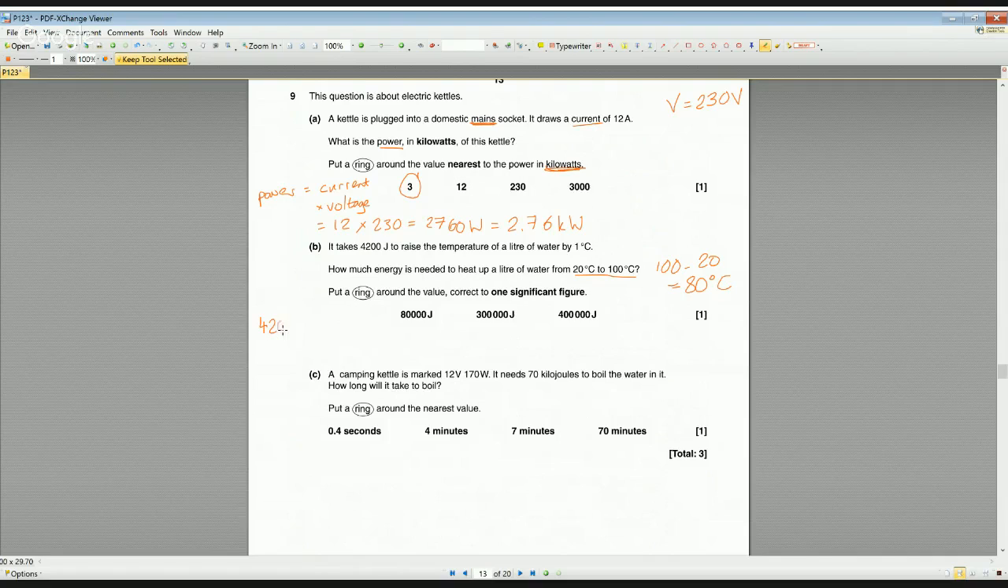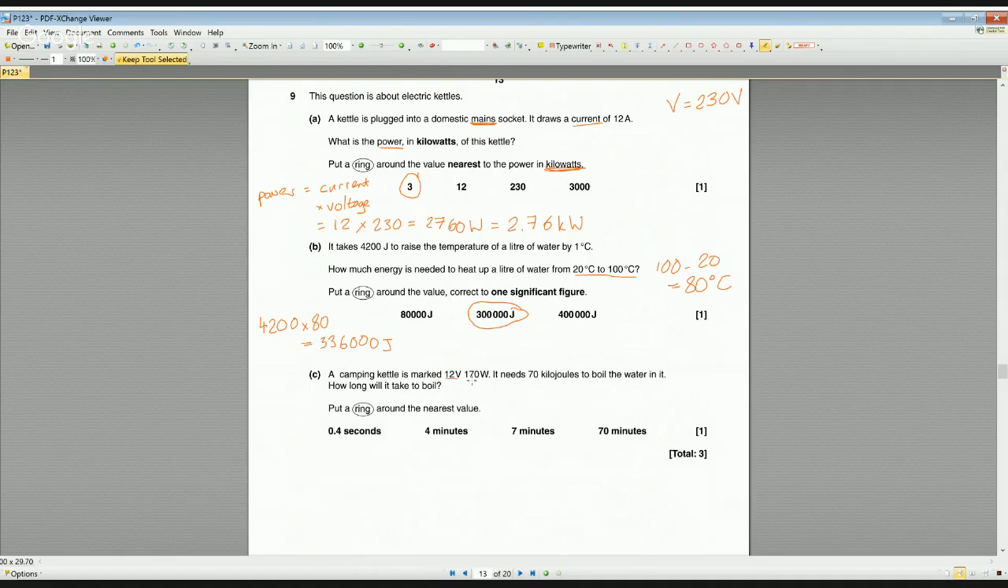So 4,200 times 80 equals 336,000 joules. And it's just saying to one significant figure which one is closest. So you would round that one to 300,000 joules. Finally, a camping kettle is marked 12 volts, 170 watts. It needs 70 kilojoules to boil the water in it. How long will it take?